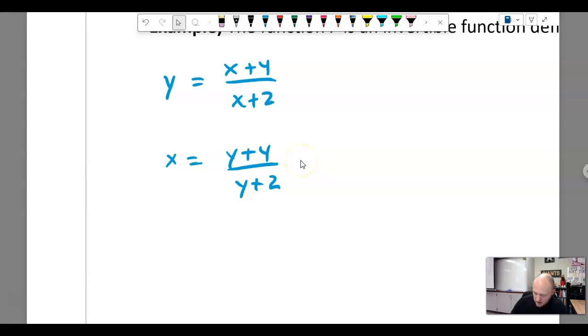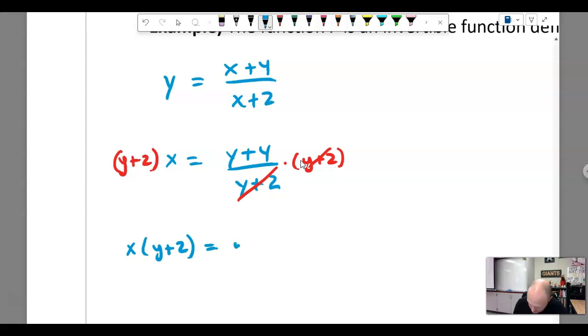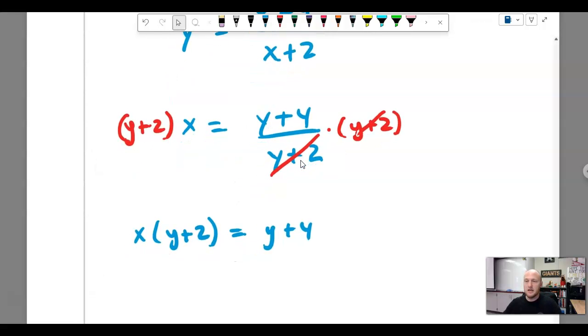The first thing that we're going to do is get rid of this denominator, which is y plus 2. I'm going to multiply this side by y plus 2. So this cancels, and what I get is x times y plus 2, which is equal to y plus 4. Now I want to get all of my y's together, and there's no way to move this y plus 2 back over unless I divide, and then I'm back in the same spot.